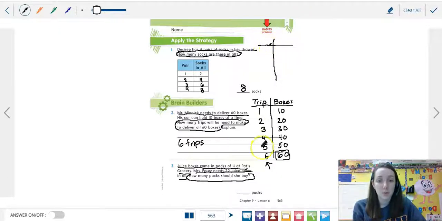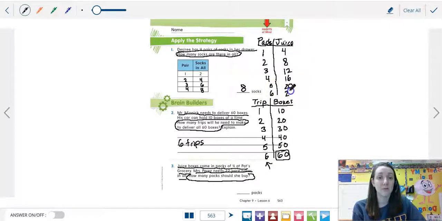All right. So we know that she needs 24. So we'll put packs on one side and juices on the other. Messy there. So we know that 1 pack has 4 juices. Okay, so we're going to be counting by 4s. 2 packs will be 8 juices. 3 packs will be 12 juices. 4 packs will be 16 juices. 5 packs will be 20 juices. 6 packs will be 24 juices.